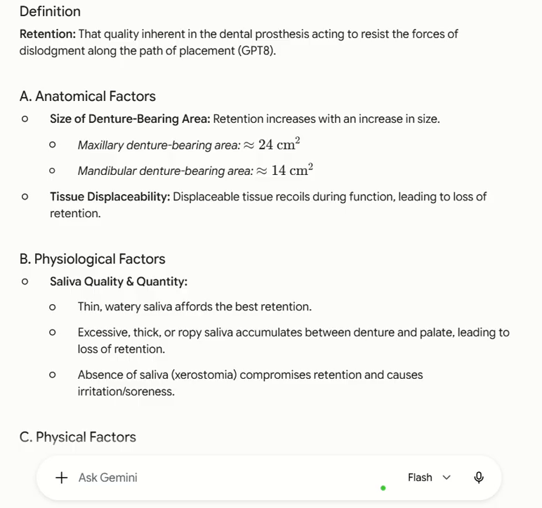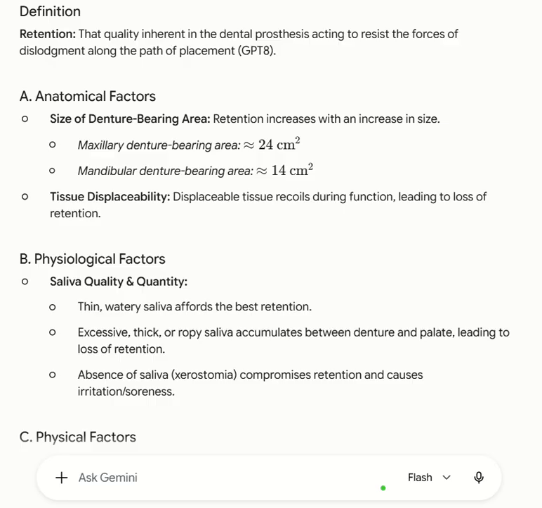Size of denture bearing area. Retention increases with an increase in size. Maxillary denture bearing area, approximately 24 cm squared. Mandibular denture bearing area, approximately 14 cm squared. Tissue displaceability: displaceable tissue recoils during function, leading to loss of retention.